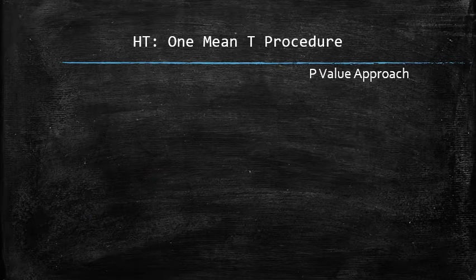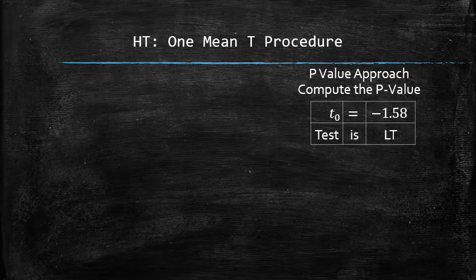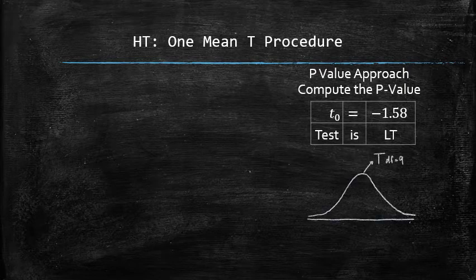In the p-value approach, we compute the p-value. In this approach, we need to know the test statistic and the type of the test. We find the p-value using the student t probability density curve with 9 degrees of freedom, according to the type of the test. So in a left-tailed test, the p-value is the area to the left of the test statistic. Symbolically, it can be expressed as the probability of t being less than negative 1.58, which is equal to 0.074.